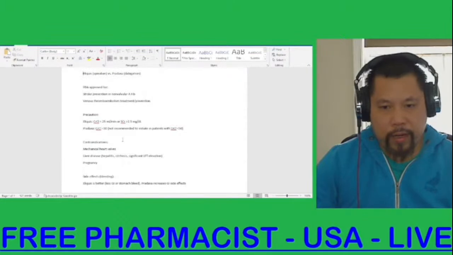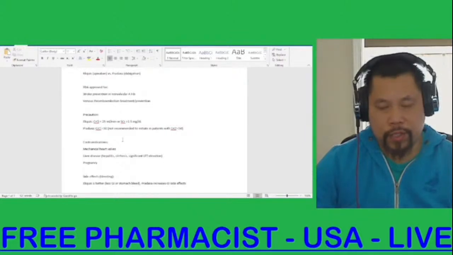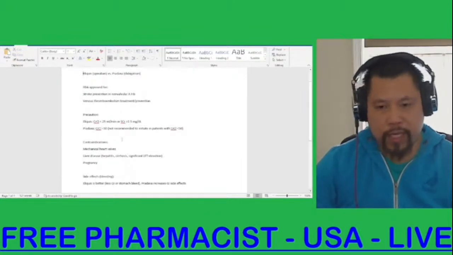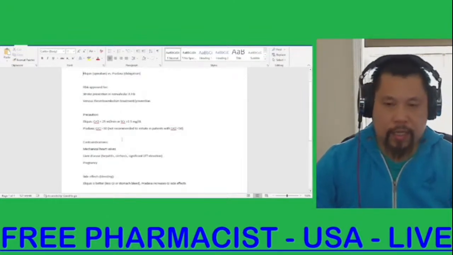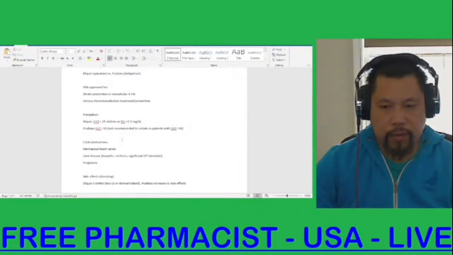Creatinine clearance at 60 or above is considered the normal renal function. When it's less than 60, it's not normal. And then when it's creatinine clearance below 50, it's not Pradaxa.